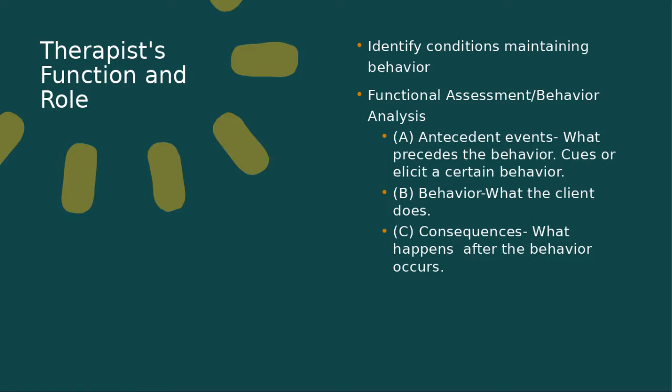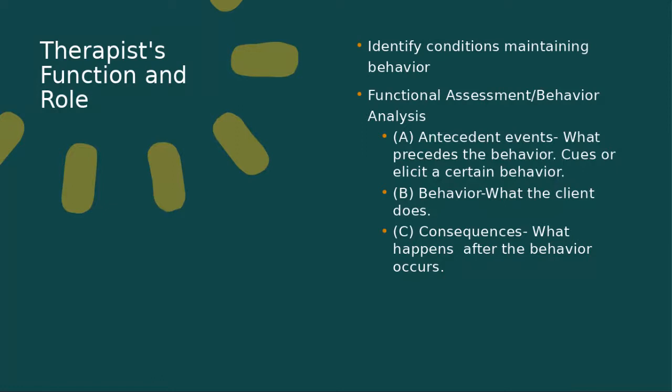The antecedent events can also be things that are external. It could be things like when it's the weekend, I overeat. When I'm socializing with friends. When my boss says something to me that is hurtful. Or when I have a very busy day at work. So the therapist can help the client identify what comes before the behavior that could be eliciting or bringing about the behavior.